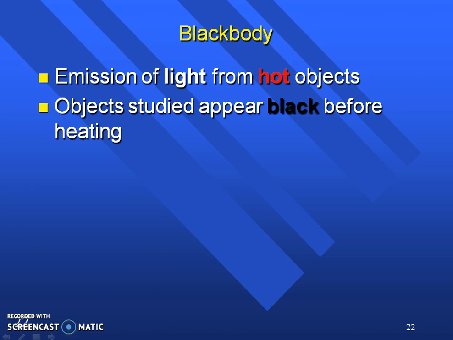Emission of light from hot objects is what we call black body. The objects studied appear black before they actually heat up, and that's why it's called black body.